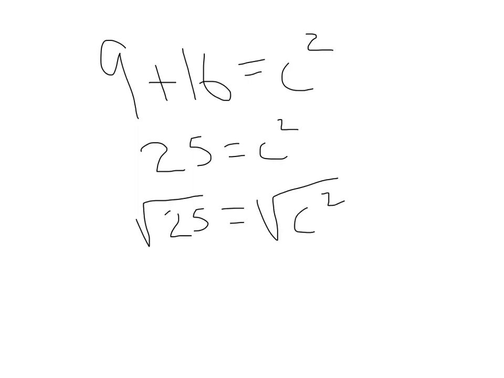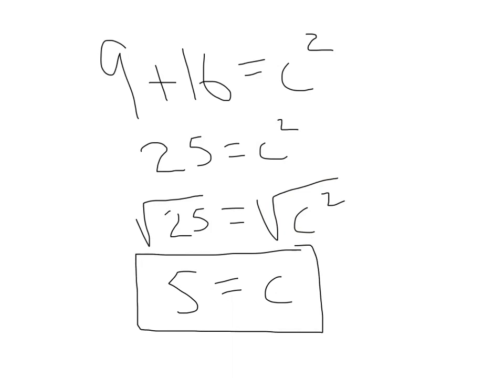Well, the square root and the square cancel each other out. The square root of 25 is 5. And so after we do all of these steps, we get c is equal to 5.